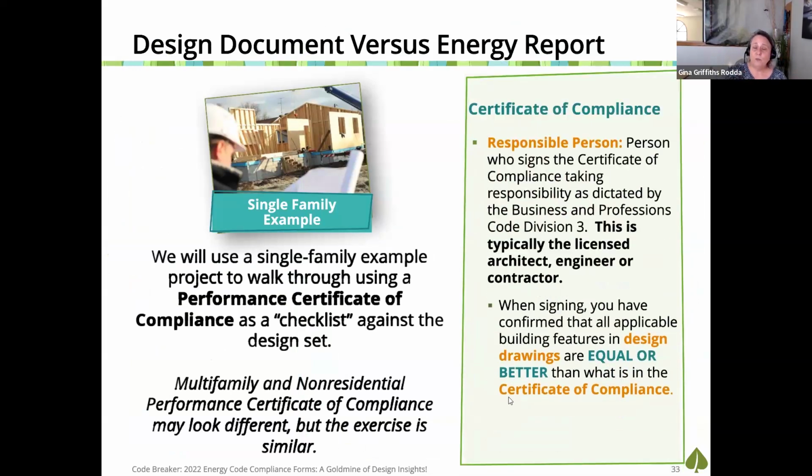And one thing we want you to be aware of is when you're signing, because guess what? There is a responsible person signature. That responsible person is dictated again by the Business and Profession Code Division 3, which is typically the licensed architect, licensed engineer, or licensed contractor.